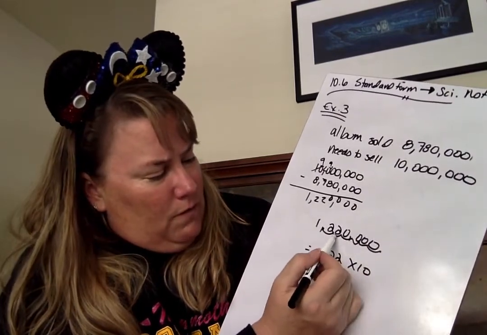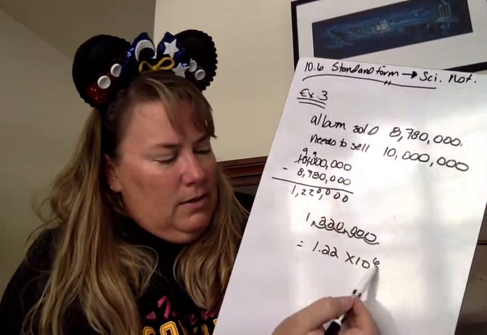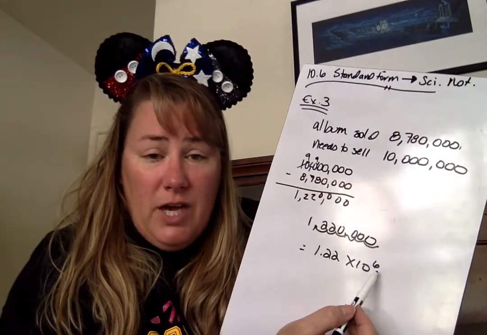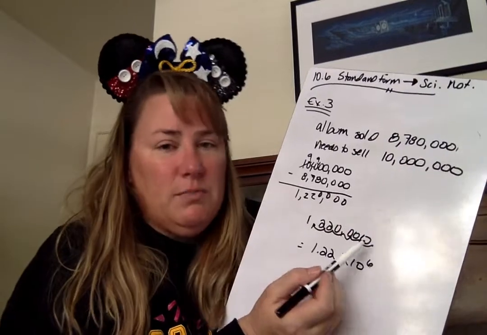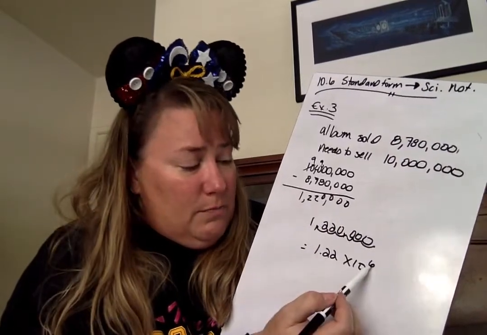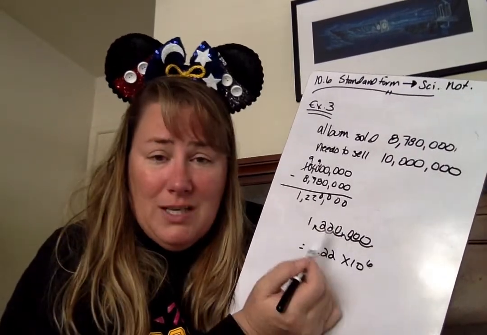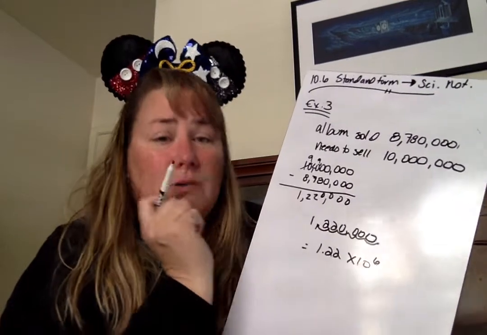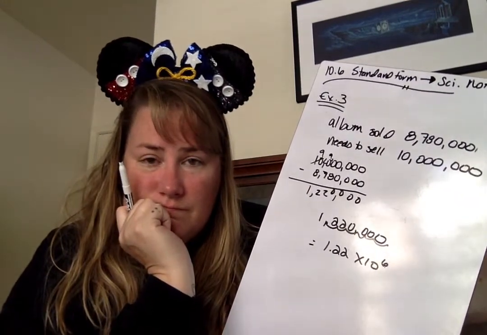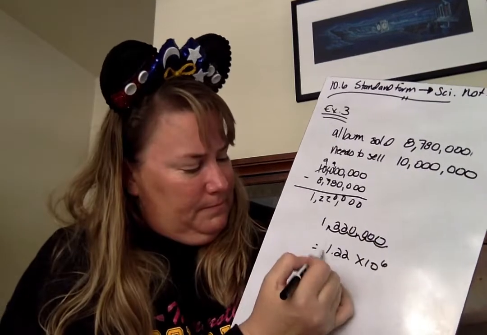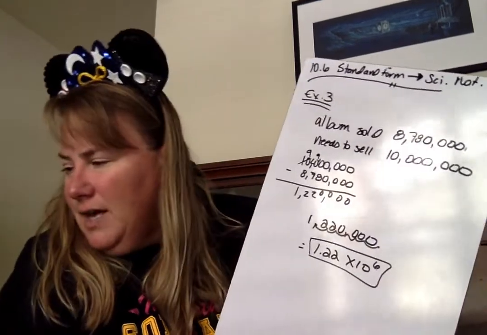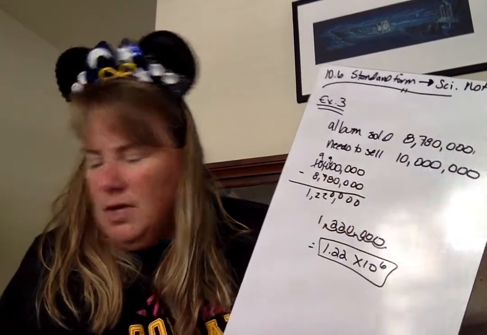Okay. So I have 1.22 times 10 to the, now count it up. 1, 2, 3, 4, 5, 6. Check to see if your power is positive or negative. If this is positive, that means this number right here has to be greater than 10. If this power is negative, that means this number up here has to be less than 1, greater than or equal to 0. Positive. And that answer is C.